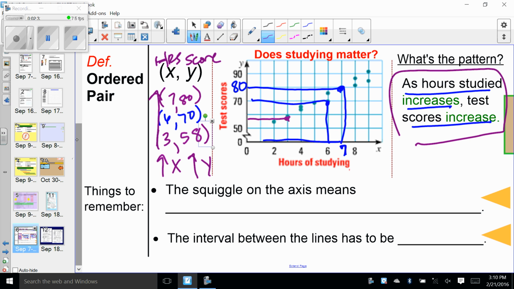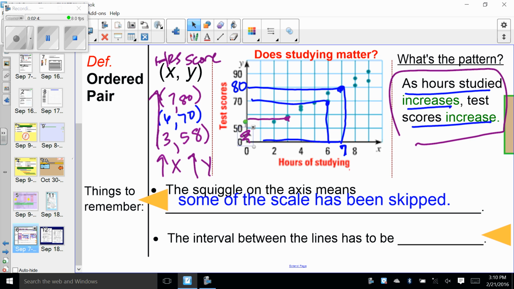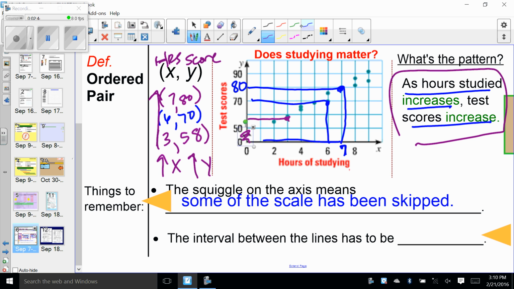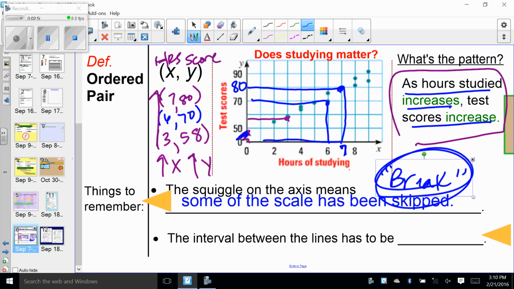All right, so things that we need to remember in this lesson. The first thing is the squiggle that we would do. So this squiggle right here on the x-axis basically means that some of the scale has been skipped. So we call that in math a break. We have to break the graph. We talked about that a lot in 7th grade, where we break the graph and we say we're going to skip from 0 to 50 and then we're going to scale from there.